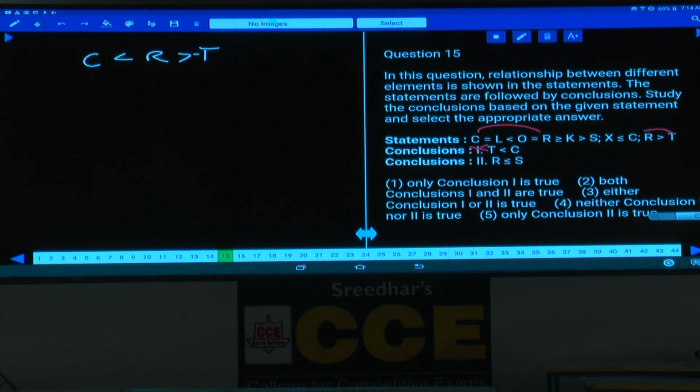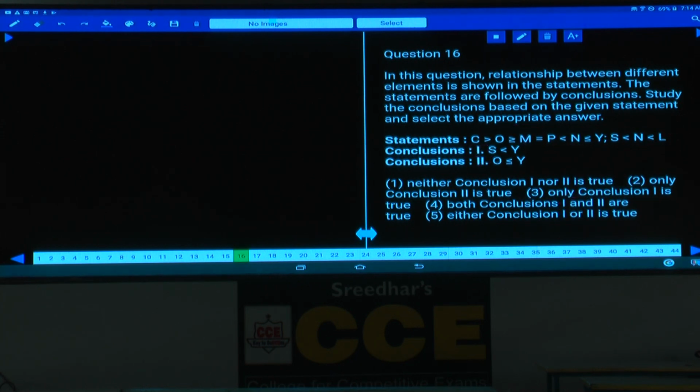Then coming to the second one. Now the relation between R and S. Now how to represent this one? R is here and S is here. And which is common between these two? Only greater than is common. Hence R greater than S, definitely true. But as here it is lesser than or equals to, hence neither 1 nor 2, that is choice 4. Question number 15, it is choice 4.